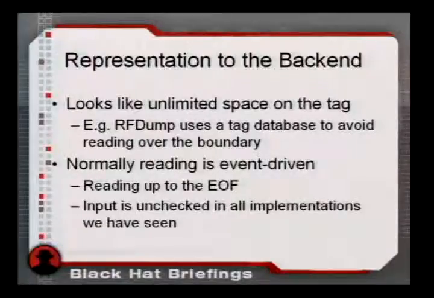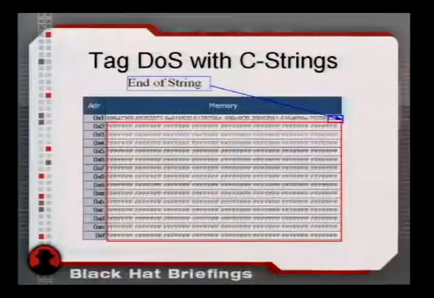RFDump uses, for instance, a tag database to avoid reading over the boundary. But normally, the reading is event-driven. So they start reading up to the end of the field. And as always, input is unchecked in all implementations we have seen. So this is one small denial of service attack with the C-string. What we are going to see is we have the production data and the C-string terminated by zeros. Just imagine what happens if you remove it.